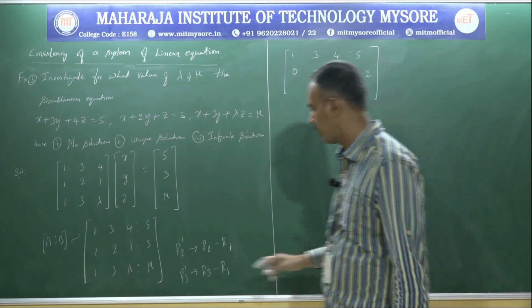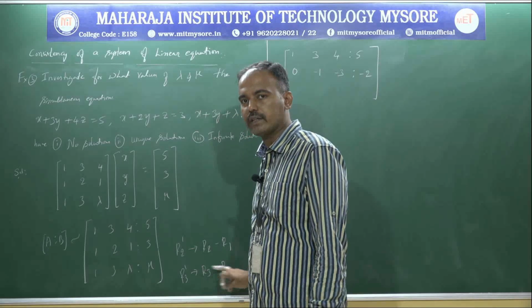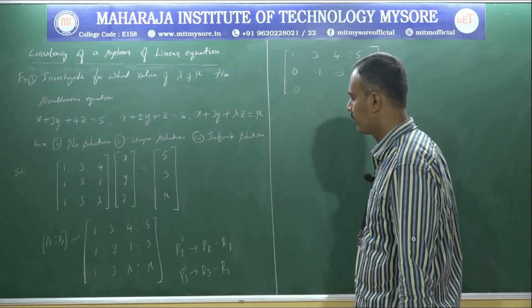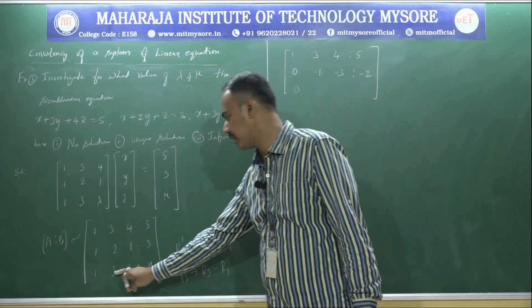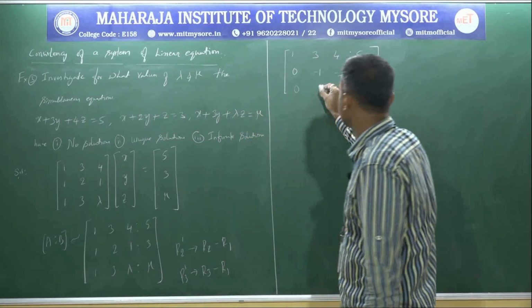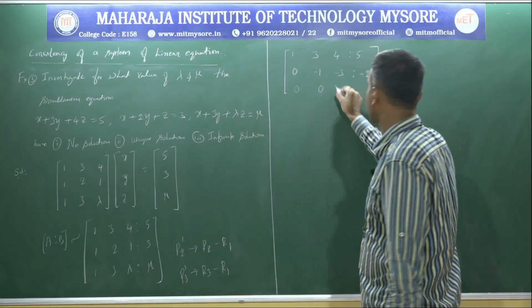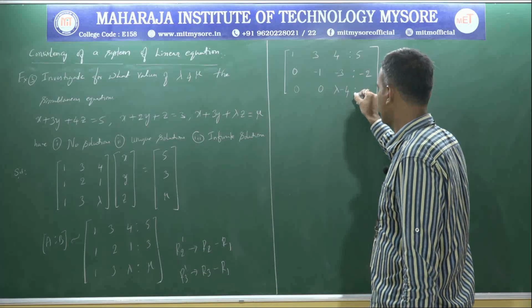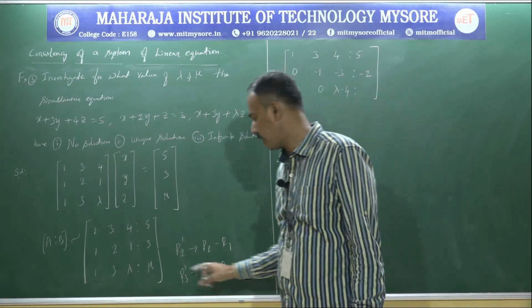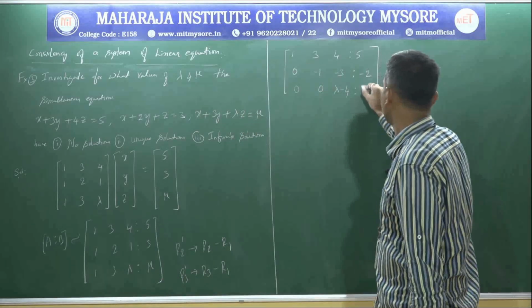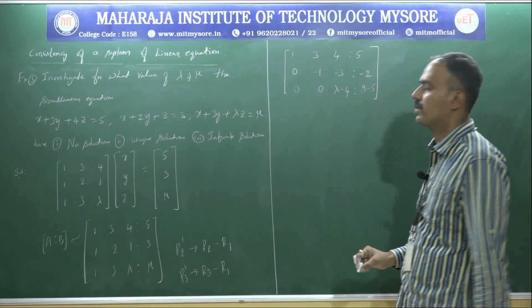Next, R3 minus R1. R3 minus R1 means here 1 minus 1, right? 0. Now the next row 3 element here is 3, 3 minus 3 here is 0, right? Now the next one, lambda minus 4. Now next, row 3 element here is mu, now minus R1 element here 5, mu minus 5 here.